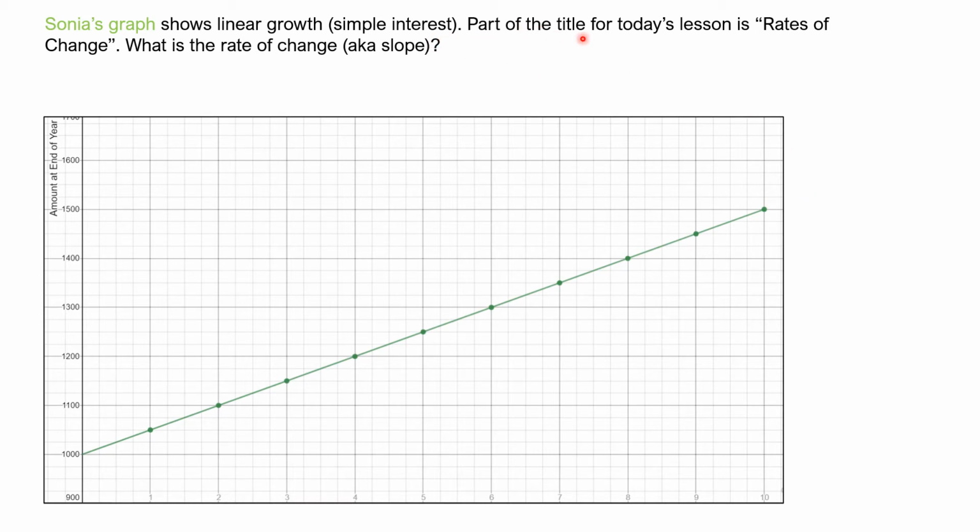Part of the title for today's lesson, if you go back and look at it, is rates of change, right? The title for today was simple interest and rates of change. So what is the rate of change here for the money that Sonia has? What is the slope? That's what rate of change is. 50. And remember, m stands for slope, so her slope is 50.